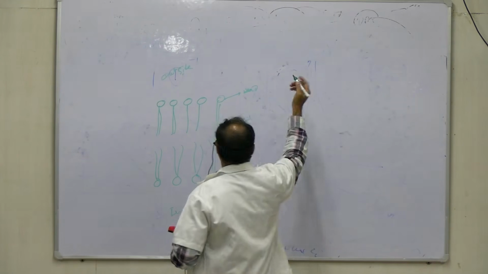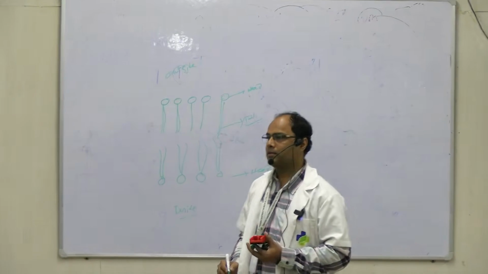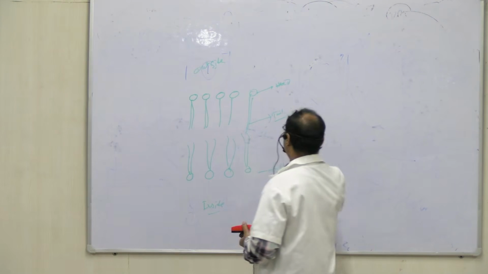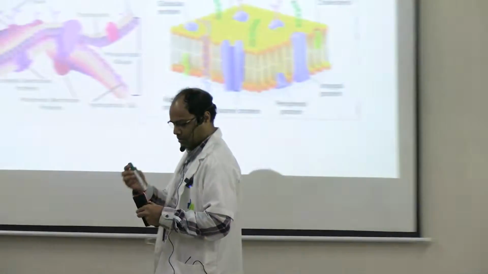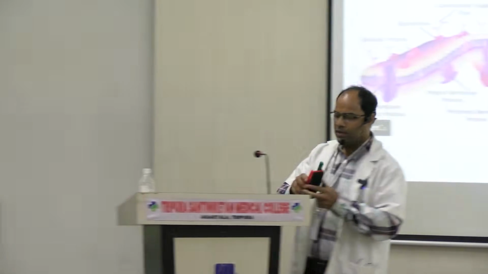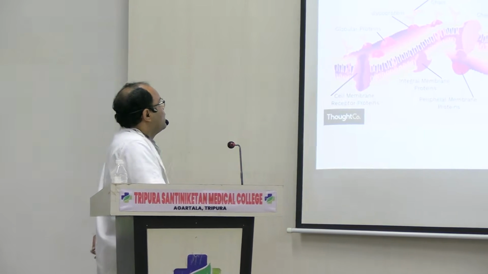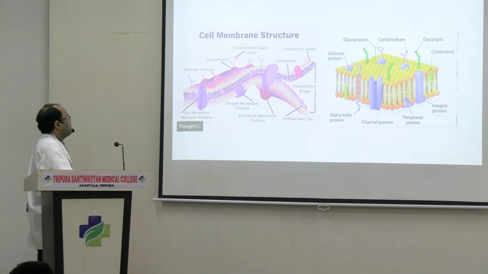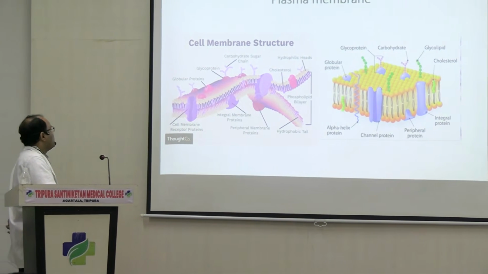This head is hydrophilic or hydrophobic? Hydrophilic. The tail is hydrophobic. Hydrophobic means it hates water. Hydrophilic means it interacts with water. Right? So like this, it makes a bilayer arrangement, and then we have embedding.